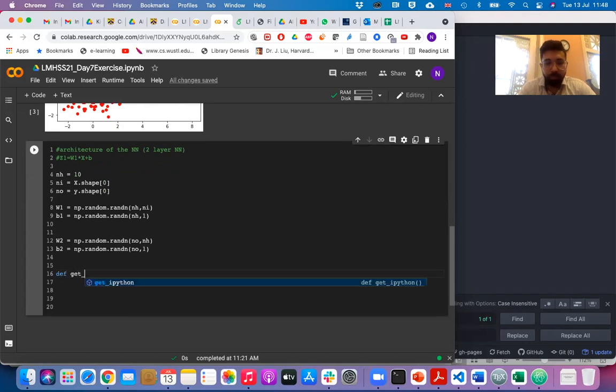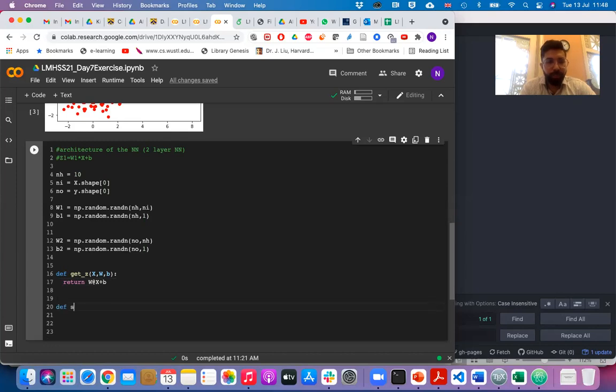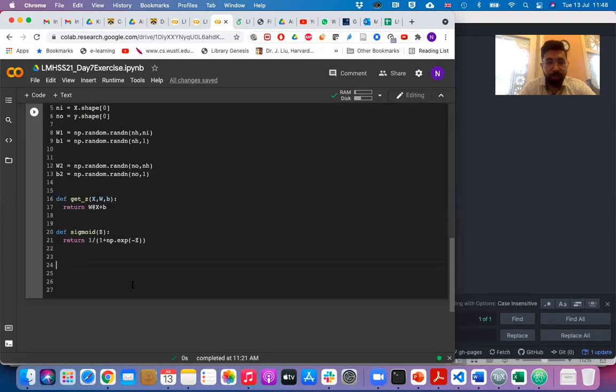Now we have to define the helper function. So we have get_z. Similar to yesterday, it takes in x, w, and b, and the output is Wx plus b. We have to have sigmoid. It takes in z and returns 1 divided by 1 plus exp of minus z. Okay, if I'm making a mistake somewhere, please let me know.